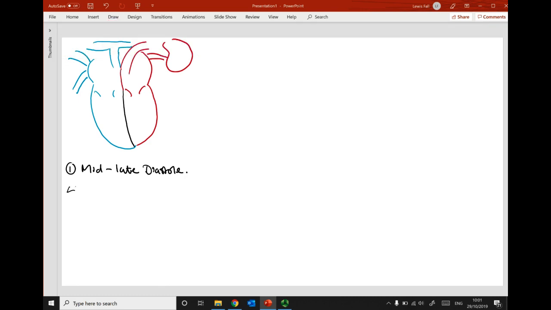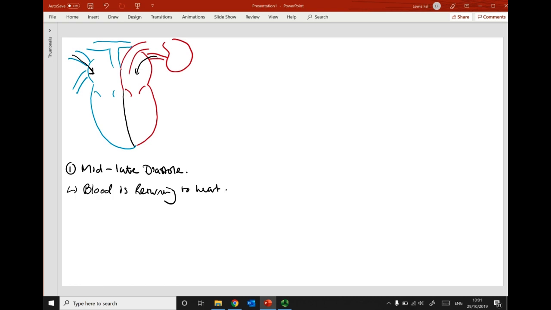And that is primarily that blood is returning to the heart. Blood is returning to the heart. So where's it coming from? It's coming from the vena cava, and it is coming through the pulmonary veins.